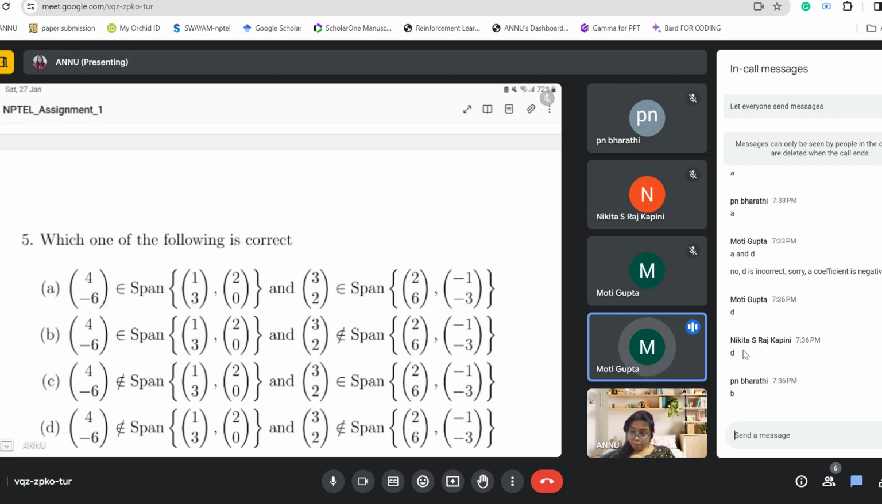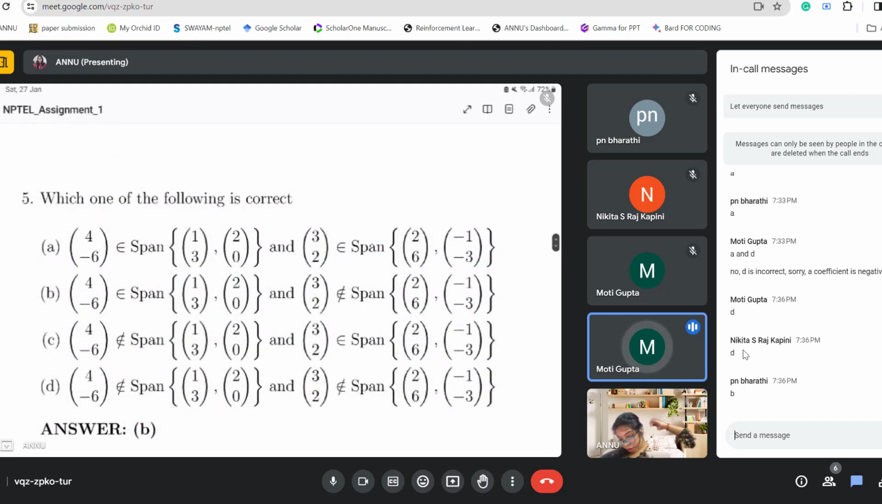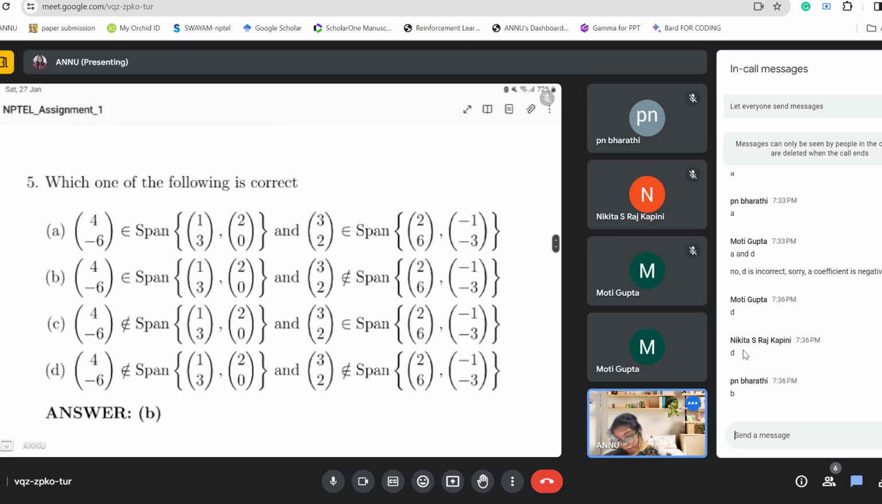Ma'am, if we multiply (1, 3) with minus 2, it would be minus 2 and minus 6. And the second vector by 3, it would be 6 and 0. The sum would be 4 and minus 6. Yeah, okay. So the answer is B.